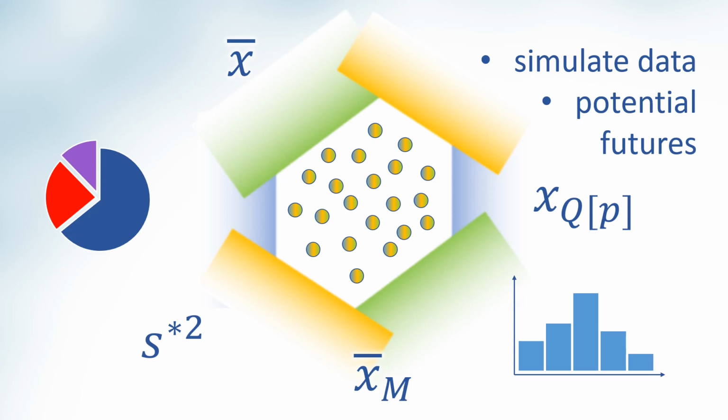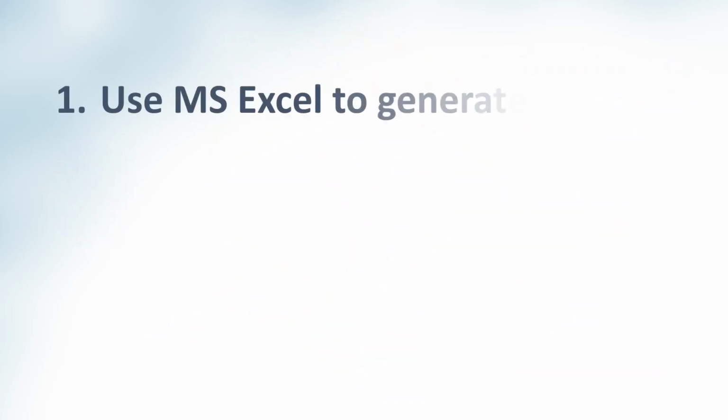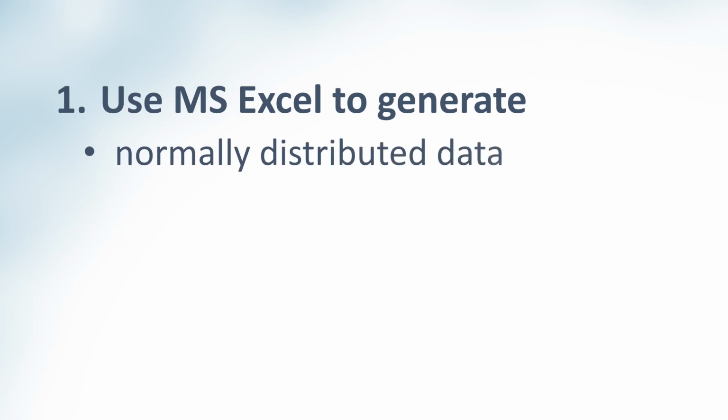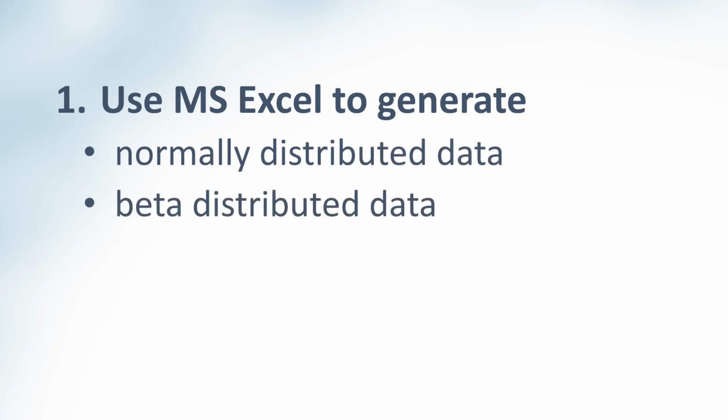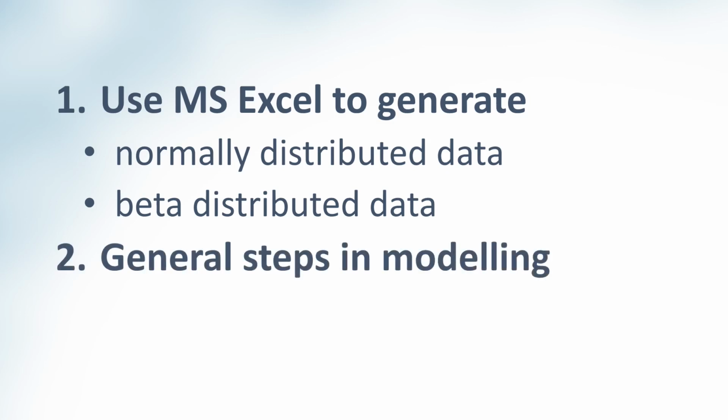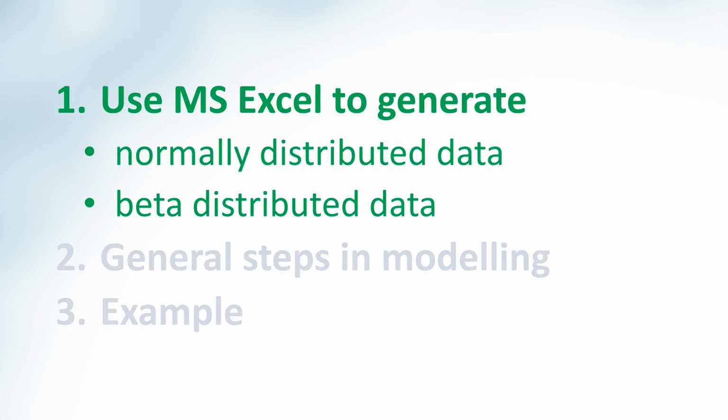In this video, we will build upon that by exploring how to utilize Microsoft Excel for generating data that follows normal and beta distributions. Additionally, we will walk through the general steps in modeling and look at a more comprehensive example to illustrate the process. The first item on the agenda should be fairly simple.